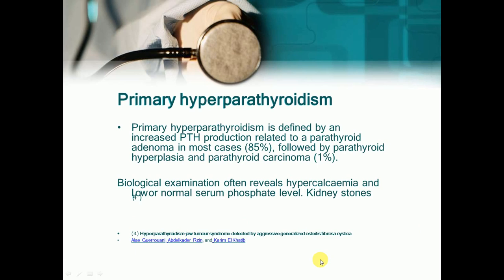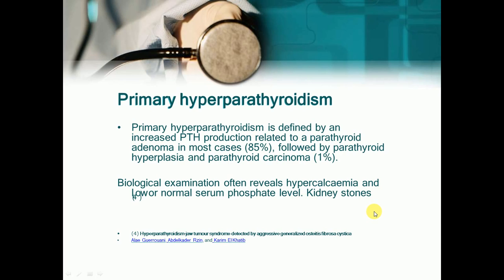Now come toward primary hyperparathyroidism. So what is happening here? Primary hyperparathyroidism is defined by increased parathyroid hormone production related to a parathyroid adenoma. This is the most common cause, in 85% of the cases reported, followed by parathyroid hyperplasia and parathyroid carcinoma, which is 1%. Biological examination often reveals hypercalcemia and a low or normal serum phosphate level.